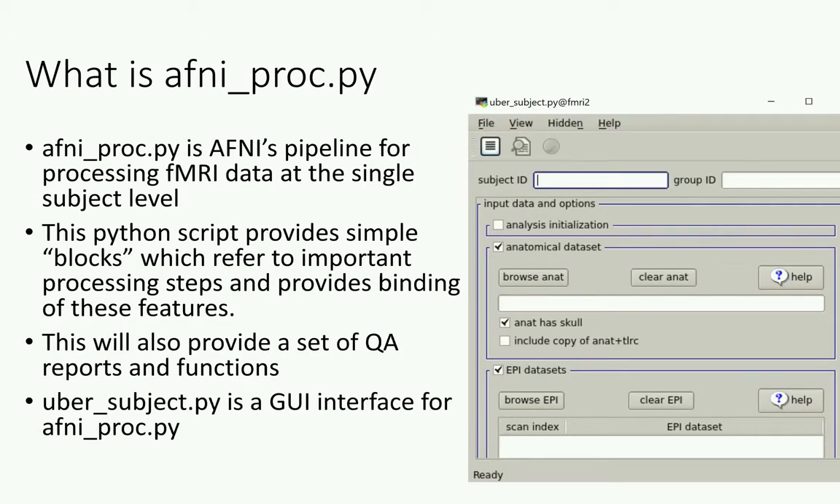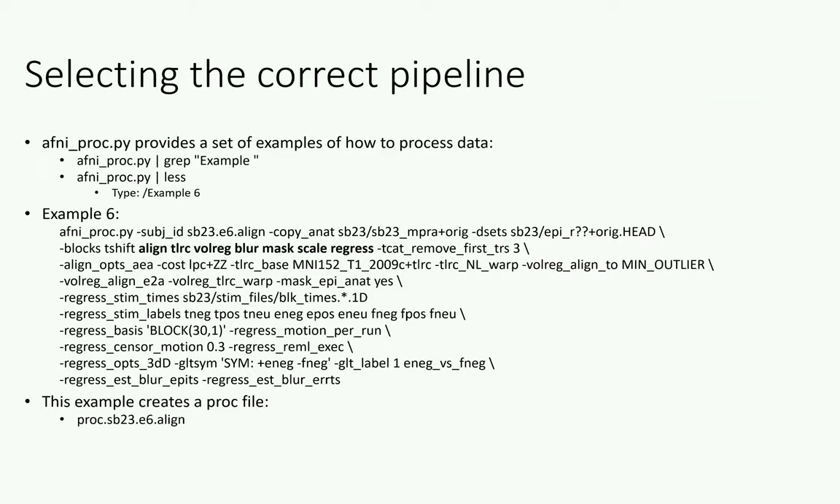So the AFNI ProcPy is not so much a script that runs things, but a script that creates a script that runs things. And if you want to get even more meta than that, Uber subject.py is a GUI interface which creates an AFNI ProcPy for you to then create a proc file. So even more levels. The Uber subject is not something that you will want to regularly work with, but is a nice way of walking through if you want to get some initial familiarity. AFNI ProcPy will also give you some QA results that you'll work through.